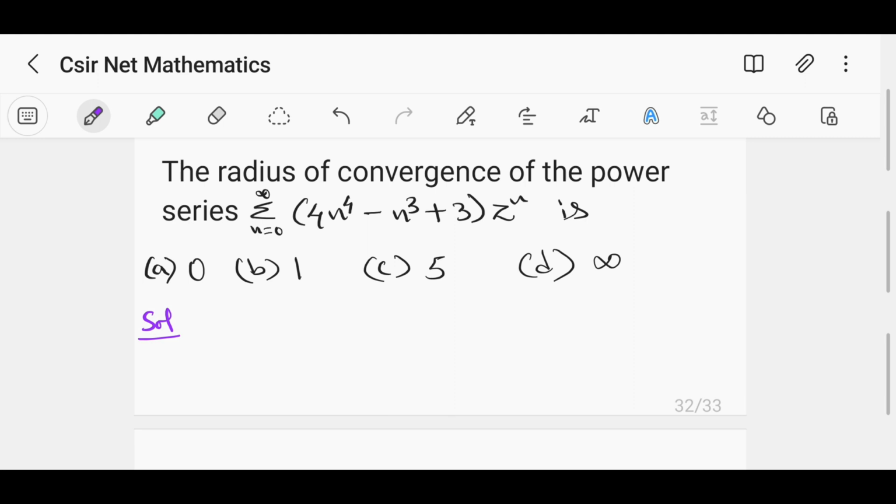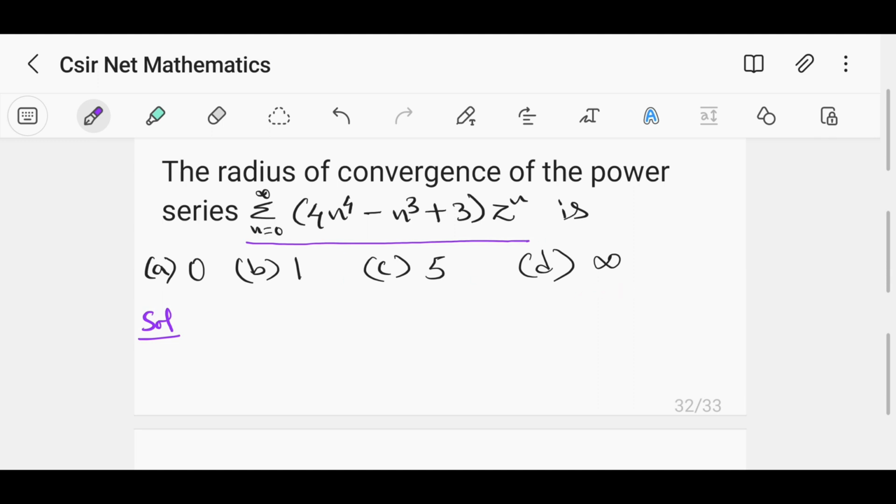Today we will solve a CSIR NET problem, Part B question. Therefore only one of the options will be correct. So the question is: find the radius of convergence of the power series summation n running from 0 to infinity of (4n^4 − n^3 + 3) z^n. So we need to find the radius of convergence for this particular power series. Four options are given. Let us try solving them.